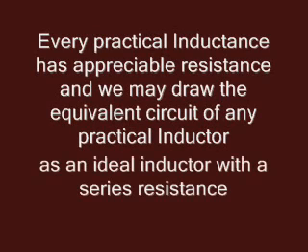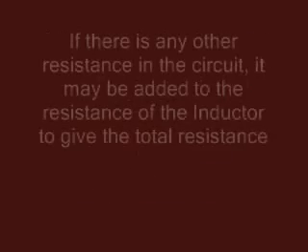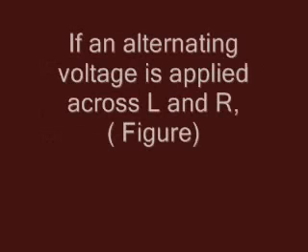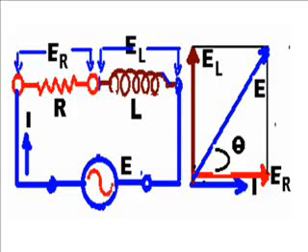Every practical inductance has appreciable resistance, and we may draw the equivalent circuit of any practical inductor as an ideal inductor with a series resistance. If there is any other resistance in the circuit, it may be added to the resistance of the inductor to give the total resistance. If an alternating voltage is applied across L and R, refer to the figure.